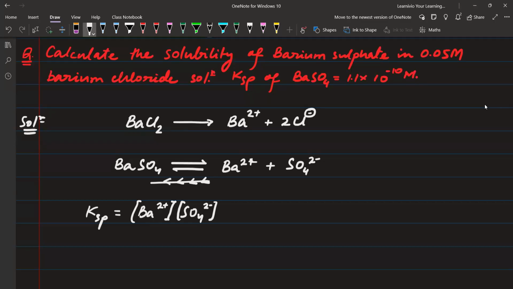Now, we know that from this particular reaction, that is dissociation, BaCl2 giving Ba2 positive and 2Cl negative, the concentration of BaCl2 is how much? What is the concentration of BaCl2? Bolo bhaiya, what is the concentration of barium chloride? What is the concentration?